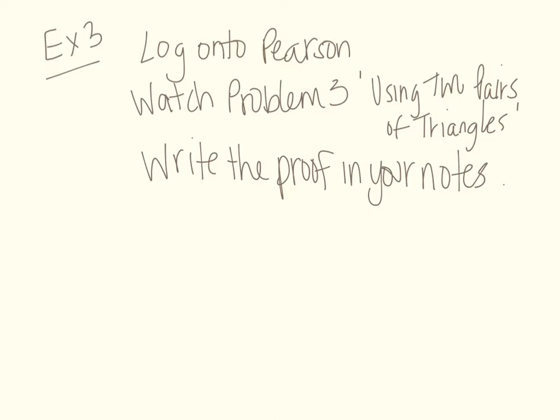For this problem, I want you to log on to Pearson, and you can do this after the last example, which is next. When you go on to Pearson, click Programs, go to Unit 1, Topic 4, Lesson 4-7, and I want you to look at Example 3, which is the using two pairs of triangles, and watch that video and go through the proof and write that proof down in your notes.